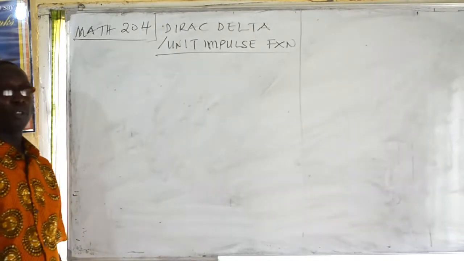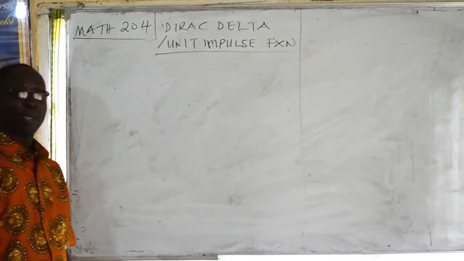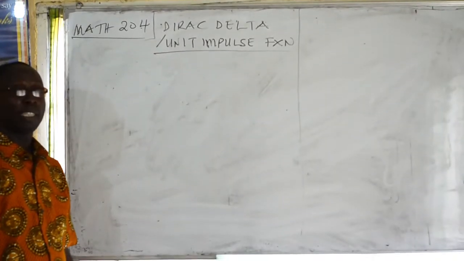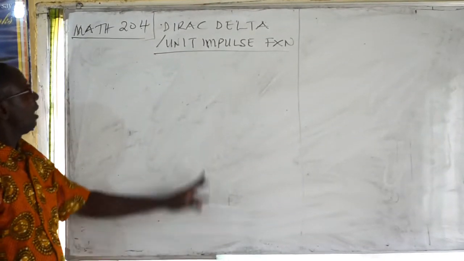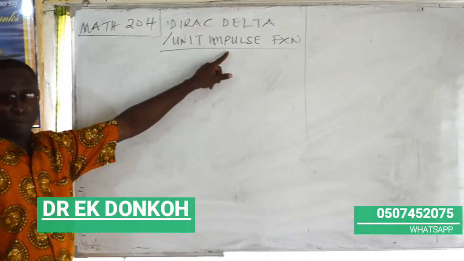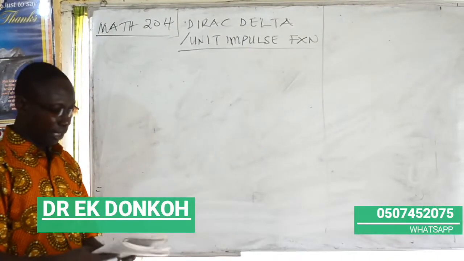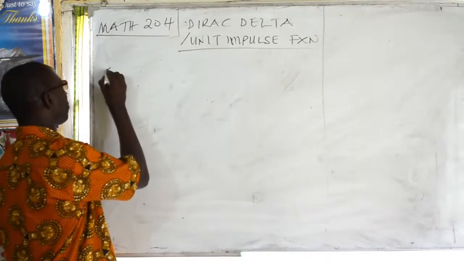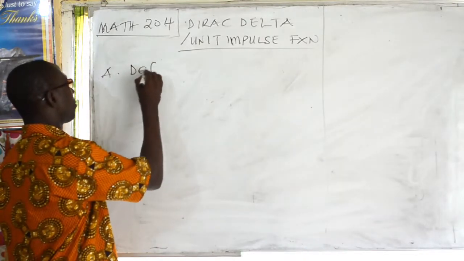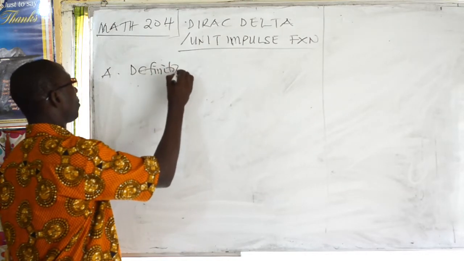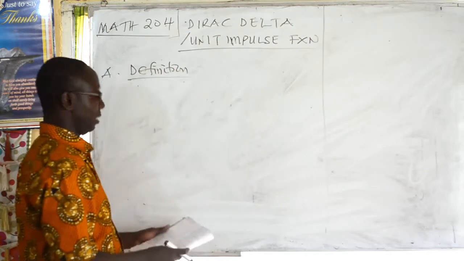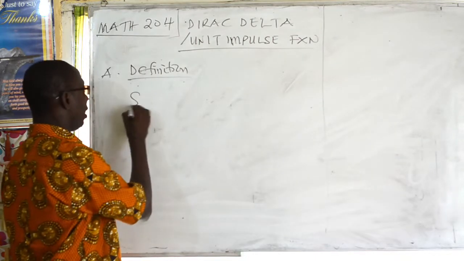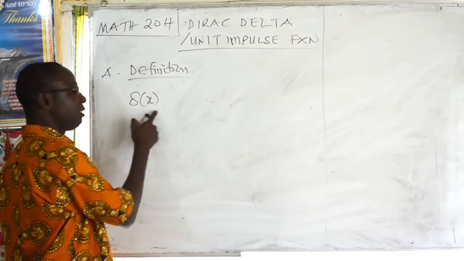So we move on to the next topic, that is the Dirac Delta or unit impulse function. Suggest something: an impulsive force. Let us look at the definition.